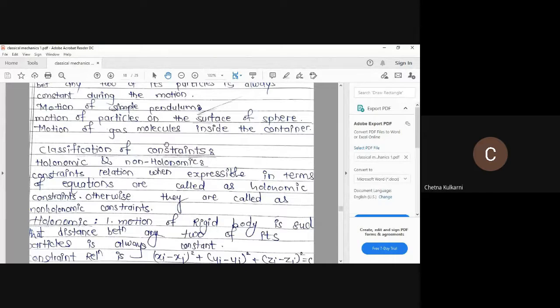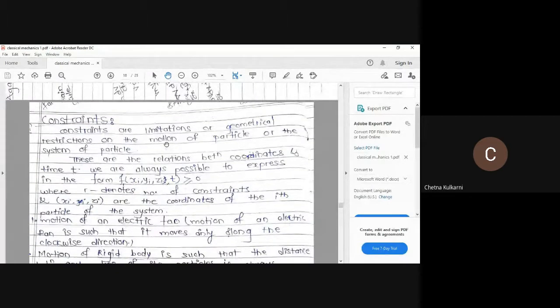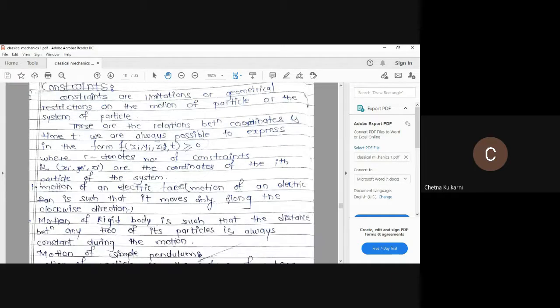So, what is a holonomic constraint? The constraint relation, that means whatever relation we have seen just now. If you have any type of system, particle or rigid body, there is some restriction in all of them, right? If you have a rigid body, there is a restriction that the distance between any two particles is always fixed. That is the restriction we have written: f of (x_i, y_i, z_i, t), right? That is the position of the ith particle.